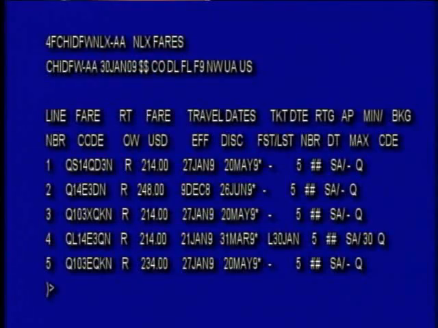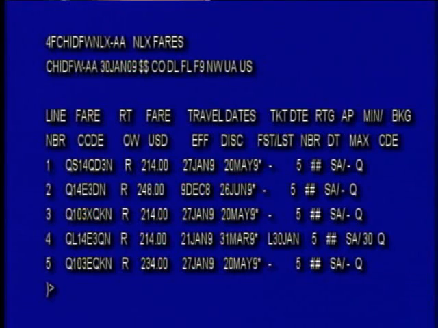If you look at the screen, you'll notice what I did. I asked for a flight from Chicago to Dallas-Fort Worth on January 30th. The first line tells me that's what it is. That NLX fares means it's an excursion fare. On the second line, it's giving me the information again, and then telling me that Continental, Delta, AirTran, Frontier, Northwest, United, and U.S. Airways also publish fares between these 2 points.